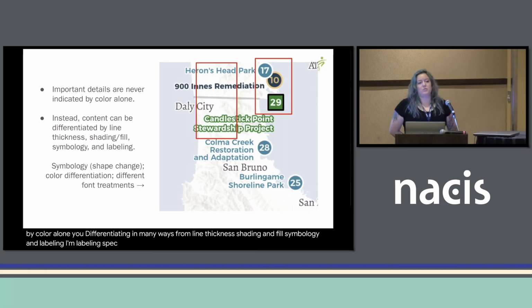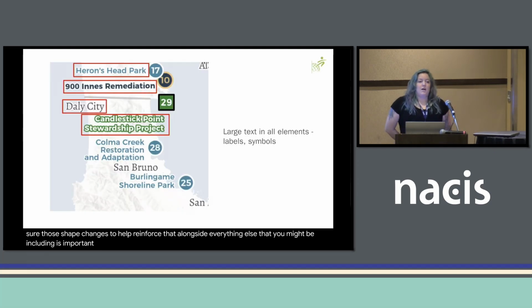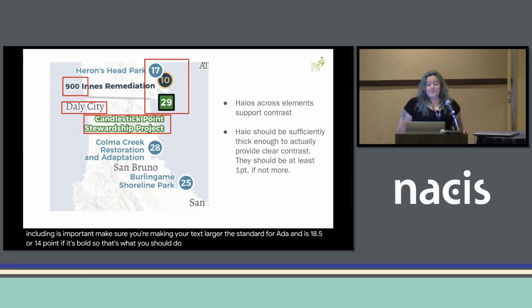Labeling specifically, it's really helpful if you're using different typefaces because, say, for whatever reason, a printer's not working, so the contrast isn't the way that you designed it. There's still other ways in which it can be differentiated. Symbology as well, like making sure there's shape changes to help reinforce that alongside everything else that you might be including is important. Make sure you're making your text larger. The standard for ADA and WCAG is 18-point font or 14-point if it's bold. So that's what you should do.